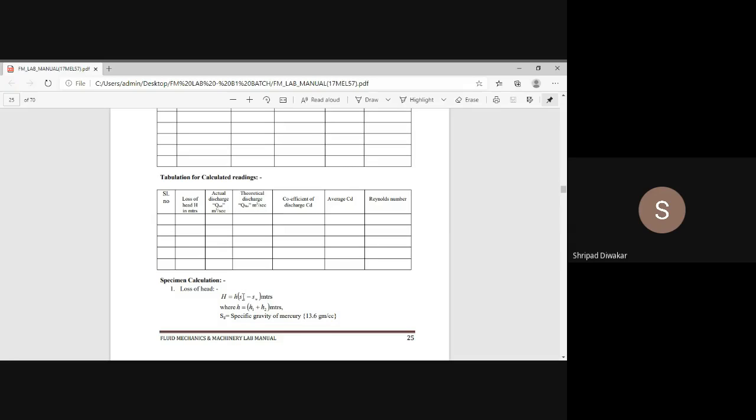In the bracket we have Sg minus Sw. Sg is the specific gravity of mercury. So what is the specific gravity of mercury? Can you tell? What is the specific gravity of mercury, and what is the specific gravity of water? Anybody? How are we going to define specific gravity of a fluid?